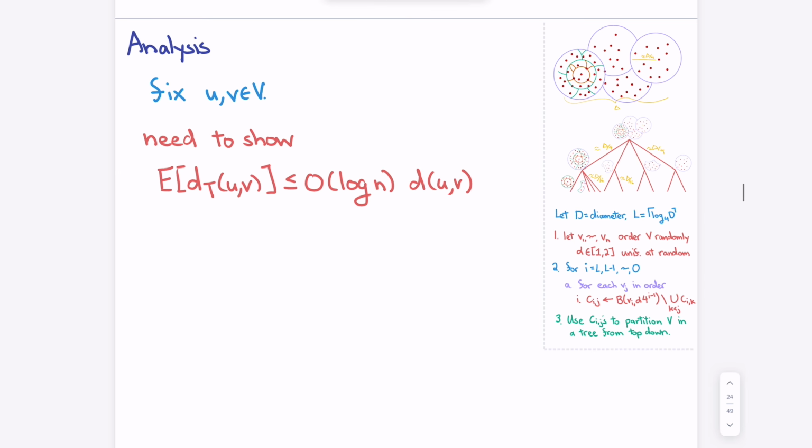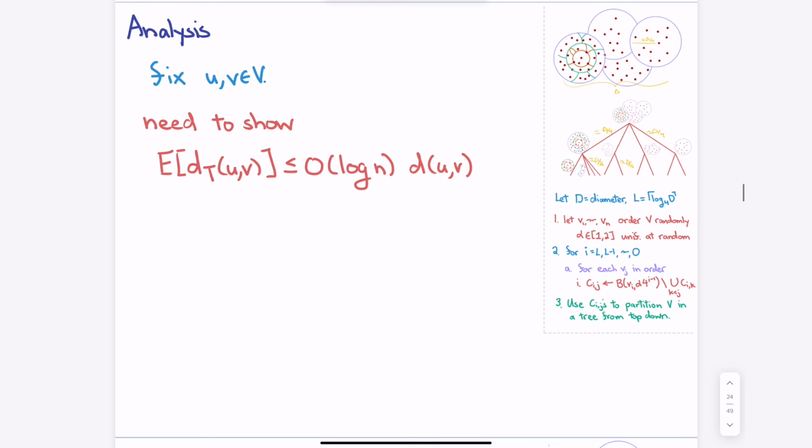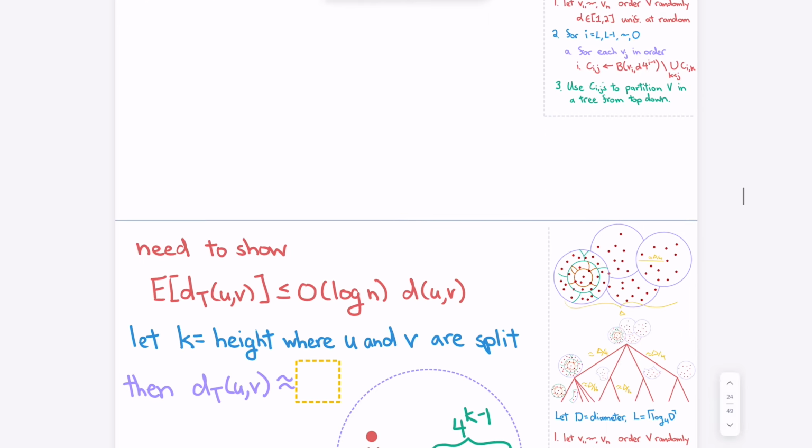All right, good. So let's try to prove the key thing. Let's fix 2 points and try to show that in expectation, the distance in this tree, in this hierarchical scooping process, is at most log n times the original distance in expectation. Is there anything here? Guess not.